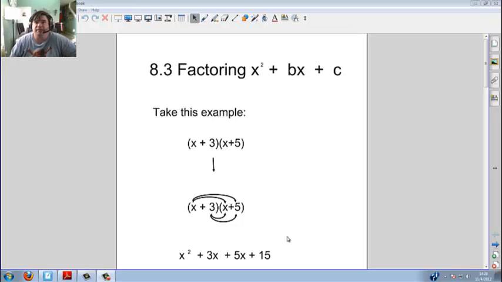Today, 8.3, factoring, x squared plus bx plus c. Why, it's more fun than a card trick.